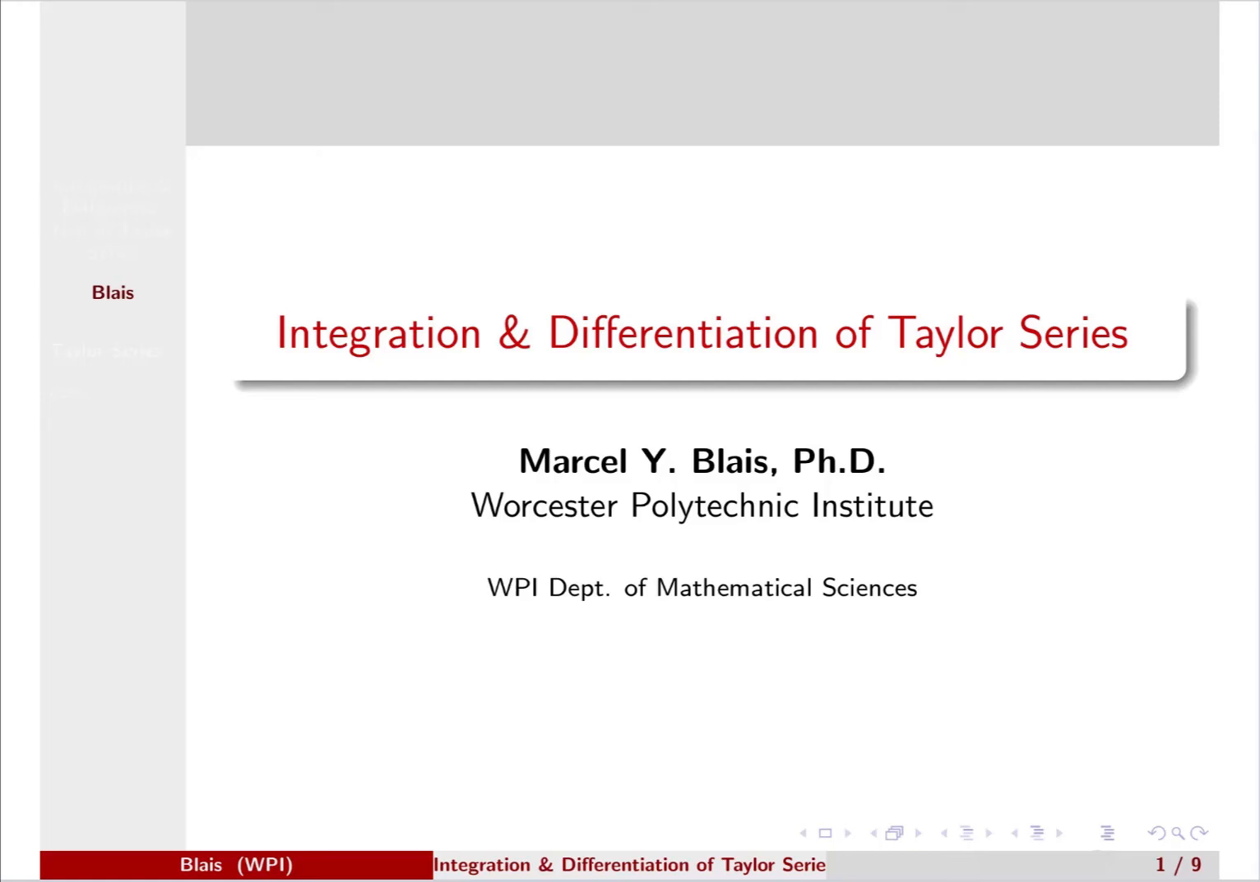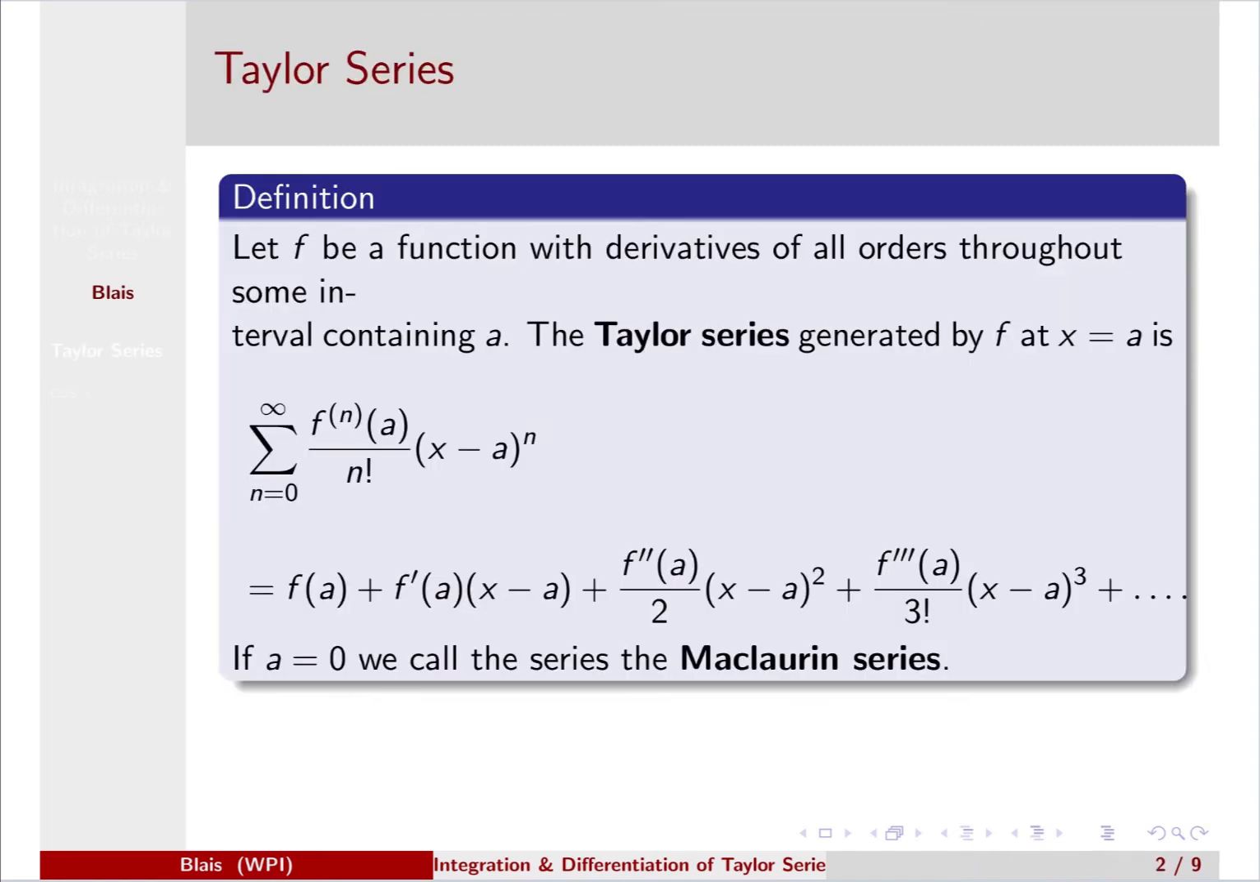In this lecture, we will be examining the integration and differentiation of Taylor series. Recall, given a function f with derivatives of all orders throughout some interval containing a, think interval of convergence, the Taylor series generated by f at x equals a is given by the following expression, and we have the first several terms written out here. If a is 0, we call the series the Maclaurin series.